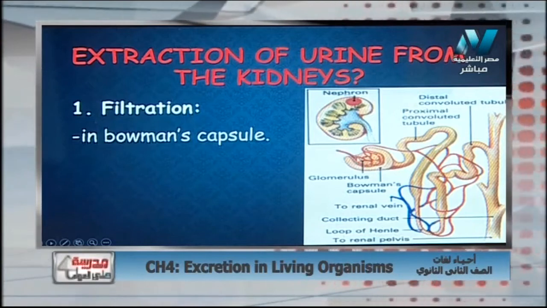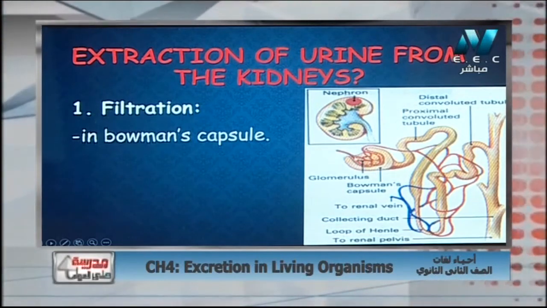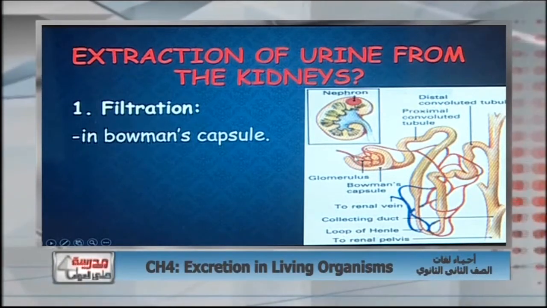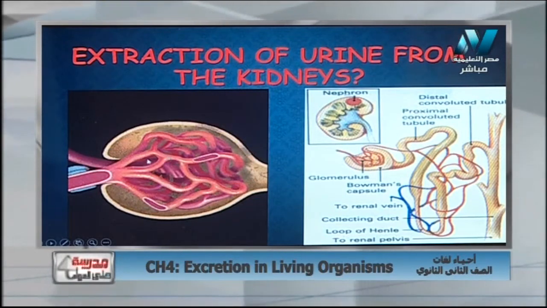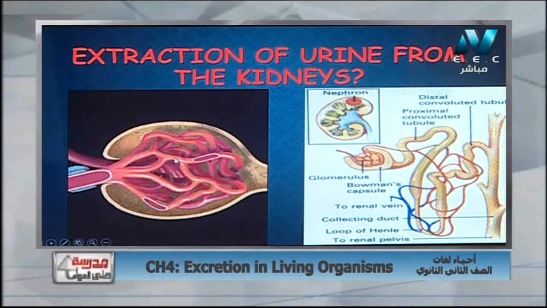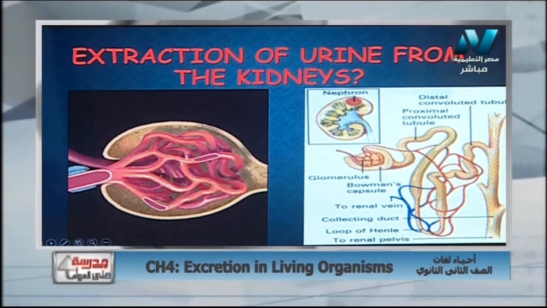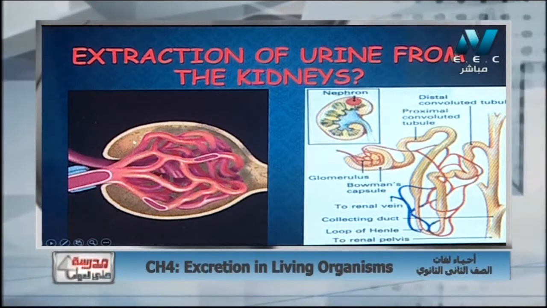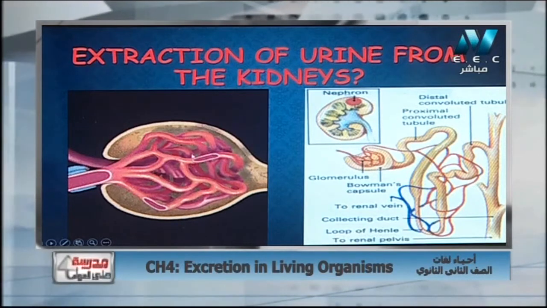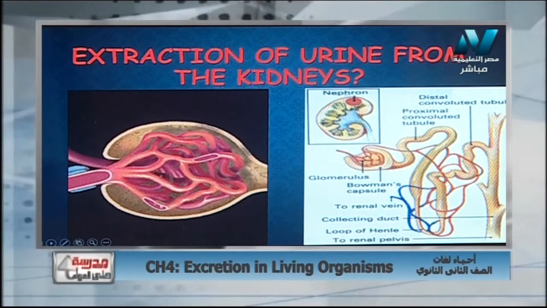Now, the first step in extraction of urine is called filtration. In filtration, the plasma of the blood, which is found in the glomerulus, is filtered out into Bowman's capsule. Can you see this picture? It's very clear, very excellent, because it shows the glomerulus, the network of blood capillaries inside the Bowman's capsule.